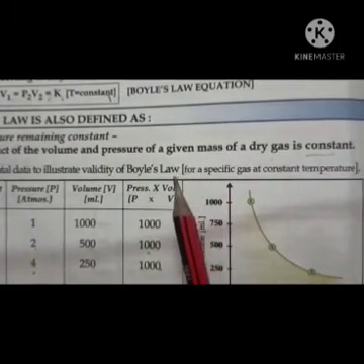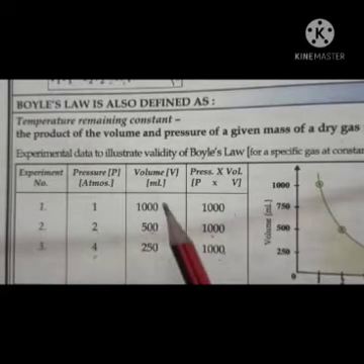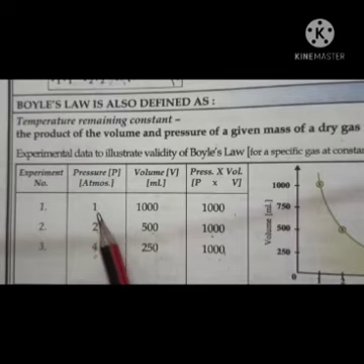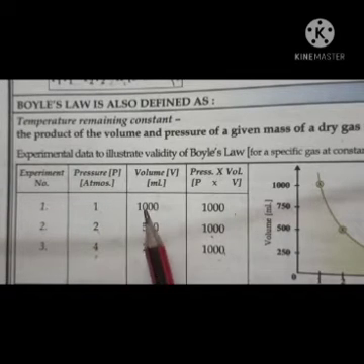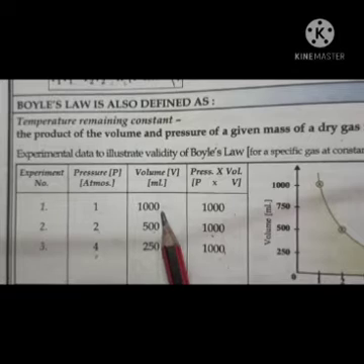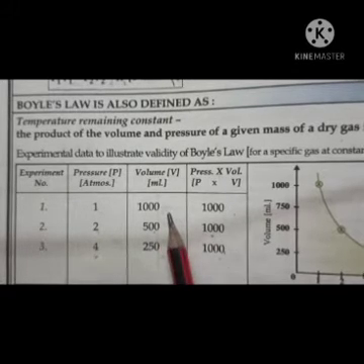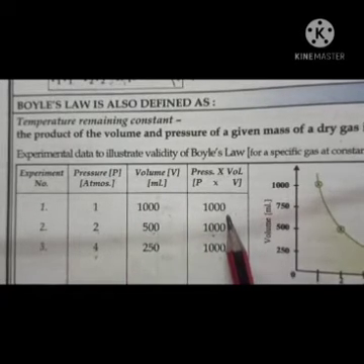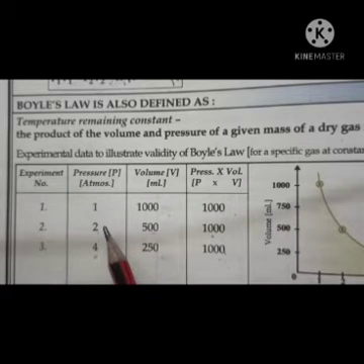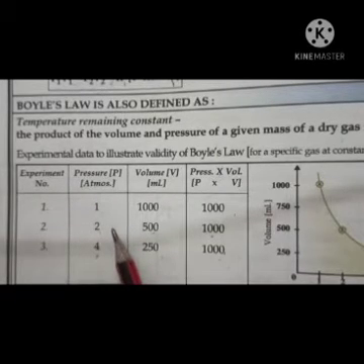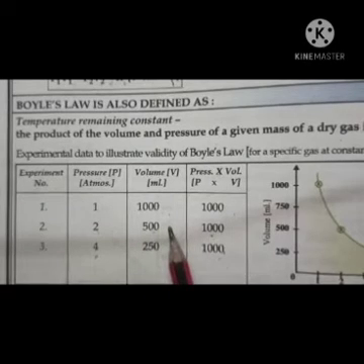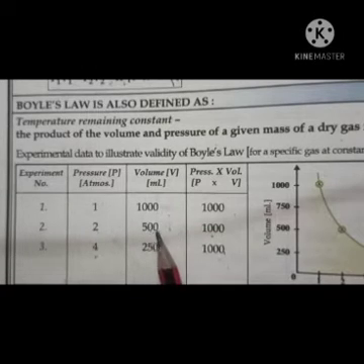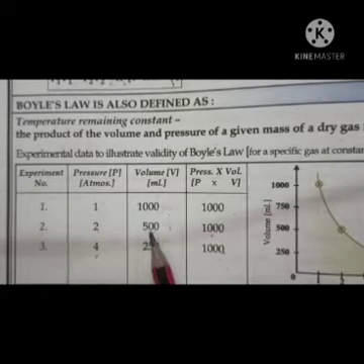This law can be illustrated with the help of an experiment. Suppose in the initial stage the pressure is 1 atmosphere. At that time the volume of that dry gas is how much? 1000 milliliter. So naturally their product P into V is 1000. Next time the pressure becomes 2 atmosphere. Now the volume becomes what? Just half, because when pressure increases, volume decreases. So the volume becomes 500 ml.